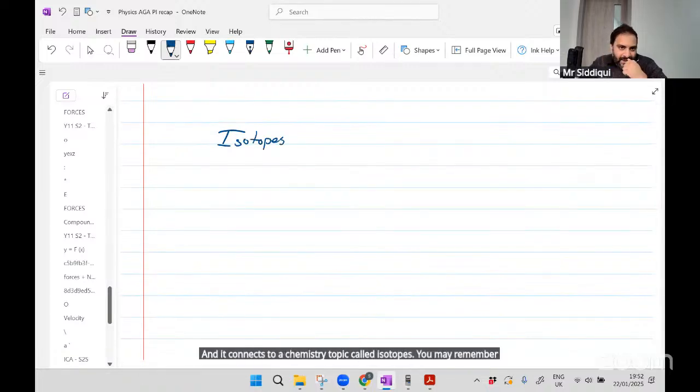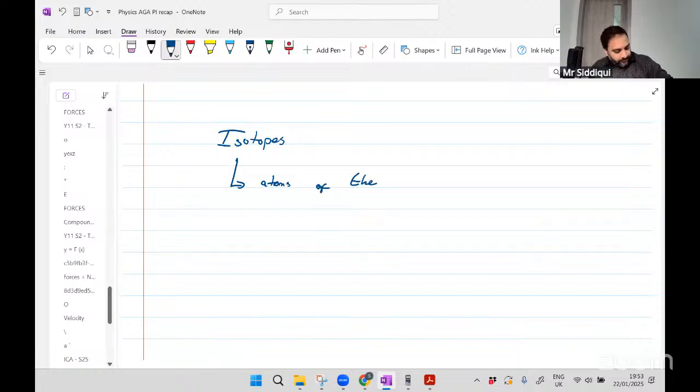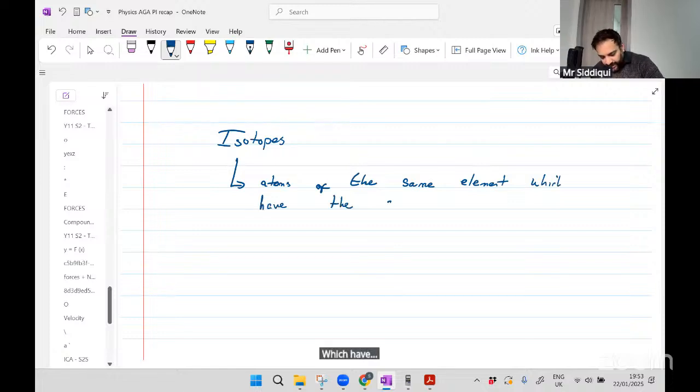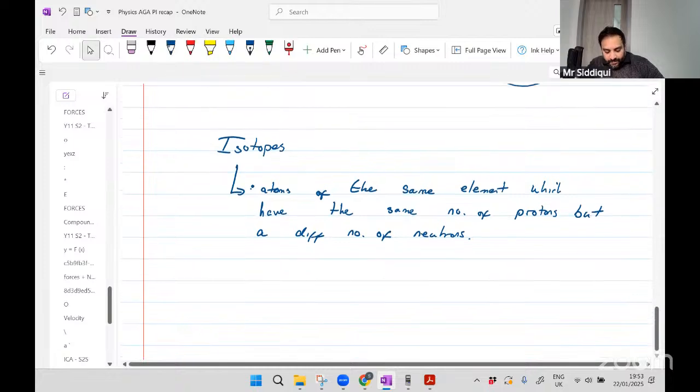You may remember that in isotopes, you learn that isotopes are atoms of the same element which have the same number of protons, but a different number of neutrons. And so, let me give you an example.